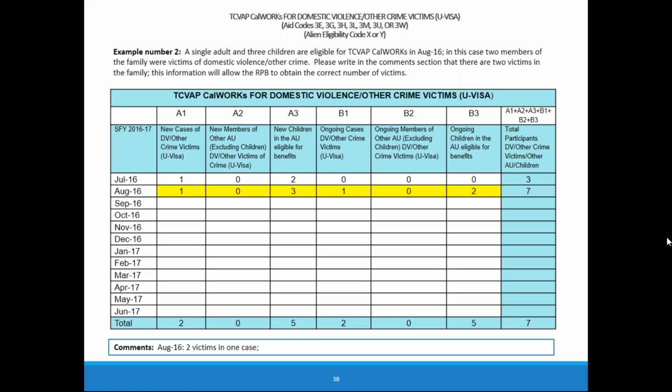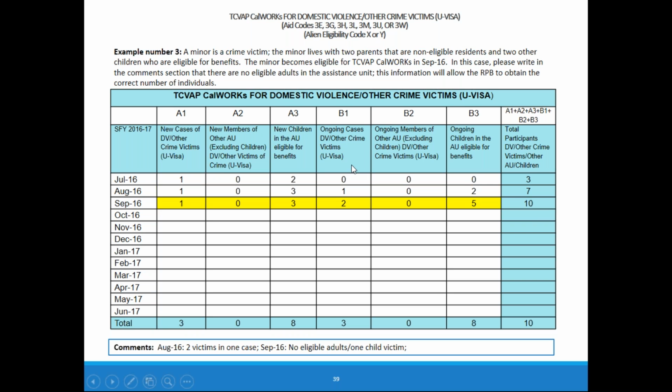On column A1, enter 1 for the victim. On column A2, enter 0 because there are no other adults living in the assistance unit. On column A3, enter 3 for the children living in the assistance unit, including the other victim. On column B1, enter 1 that totals the number of ongoing cases. On column B2, enter 0 because there are no prior other adult ongoing members living in the assistance unit. And on column B3, enter 2 that totals the number of children living in the assistance unit from previous months. And write a comment to inform us that there are two victims in the assistance unit. This information will allow us to obtain the correct amount of victims for our final report.